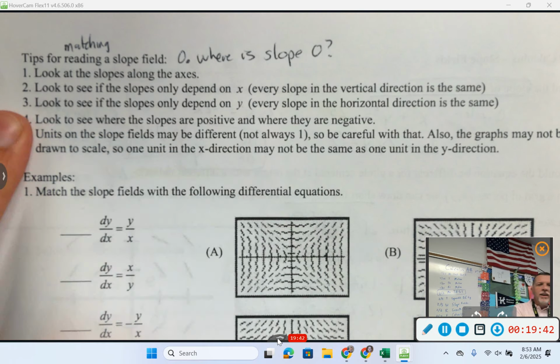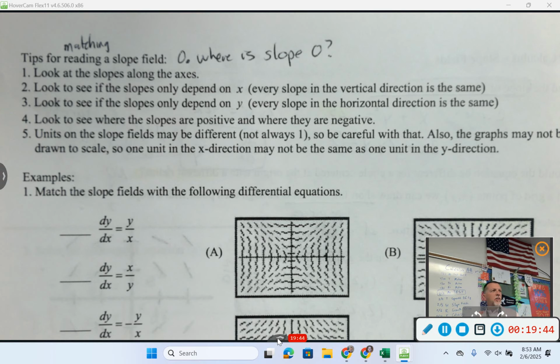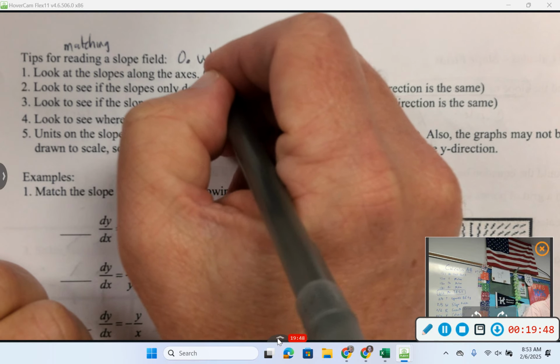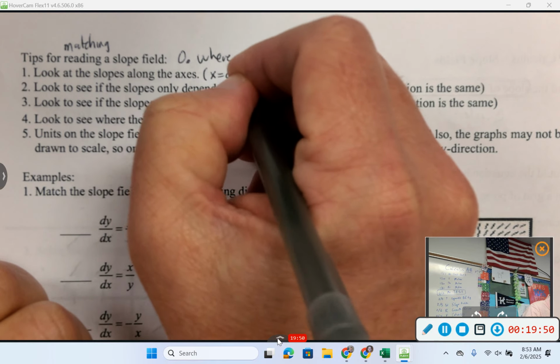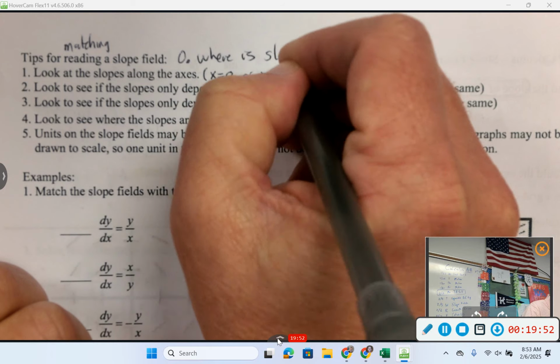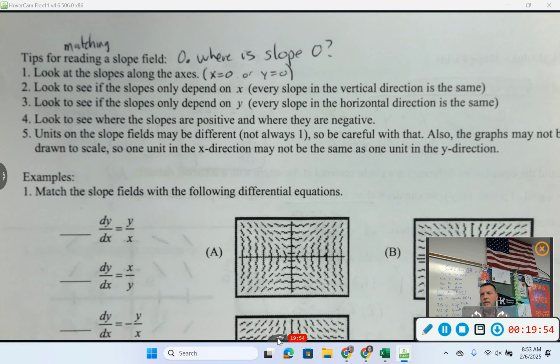Tip number 1, although it's number 2 in our list because we started with 0: look at the slope along the axes, because on the axis x is 0 or y is 0, so it just makes the math really easy. So plug in x equals 0 and see what happens. Plug in y equals 0 and see what happens.